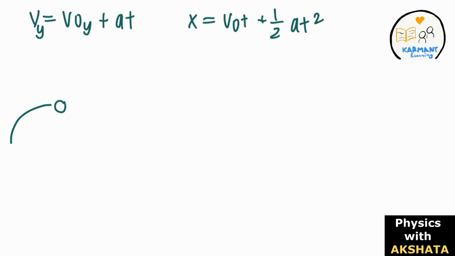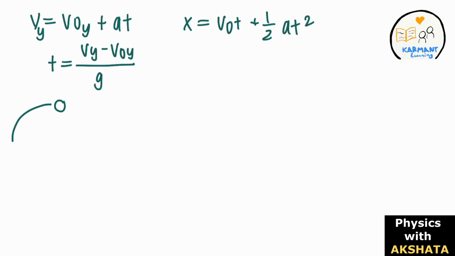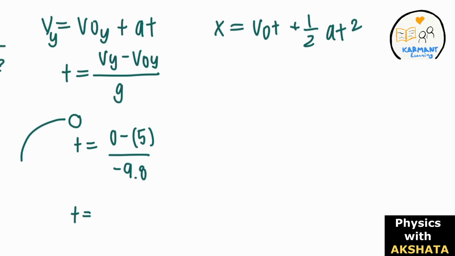We know this because at the midpoint of its trajectory, the ball has no y velocity. Solving for time, we see that time is Vy minus v initial in the y direction all over g. And then substituting in these values, we see that the time is 0 minus our y component of the velocity all over negative 9.8. Our t variable becomes 0.51 seconds.